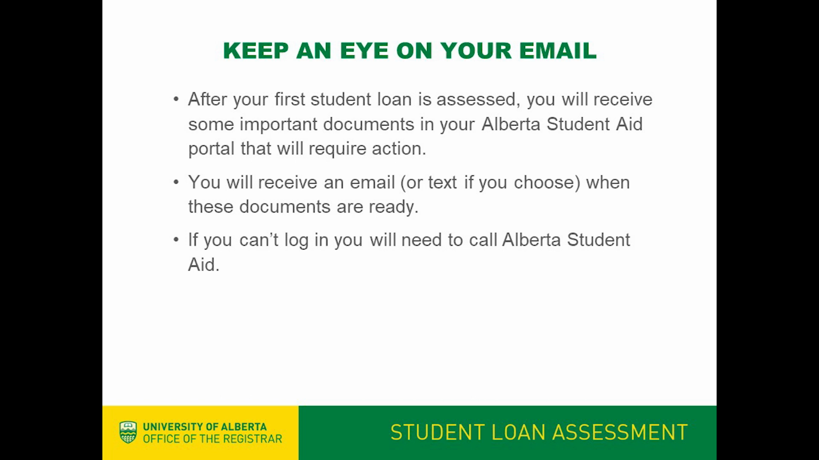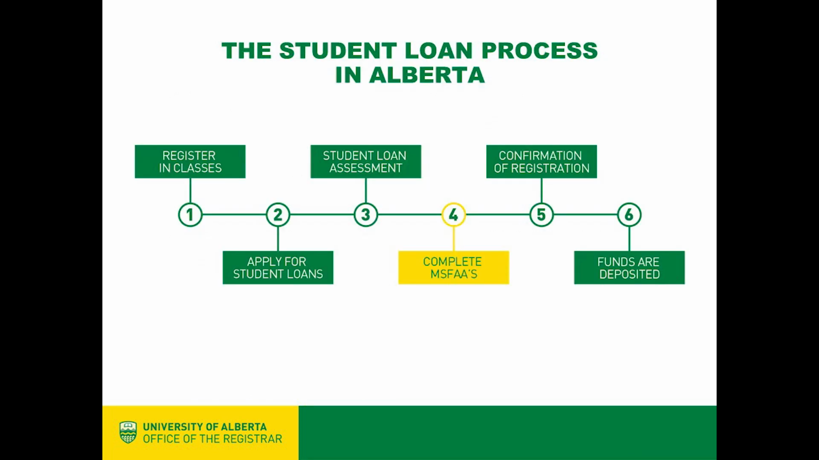After you submit your application, it is very important to keep an eye on your email and your Alberta Student Aid account. When you complete the student loan form, you will need to set up a notification preference so that you receive an email or a text message when you have a message waiting for you in your Alberta Student Aid inbox. Information and documents that appear in the Alberta Student Aid inbox are very important, so do not ignore them. You will receive some important documents that need to be dealt with before your funding is dispersed. After your loan is assessed by Alberta Student Aid, you will need to be on the lookout for some important documents in that Alberta Student Aid inbox.